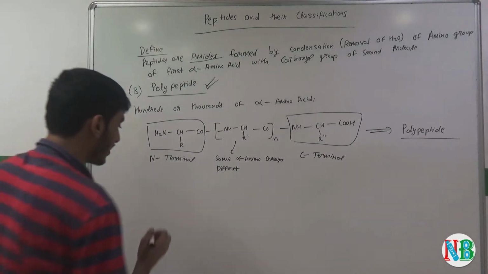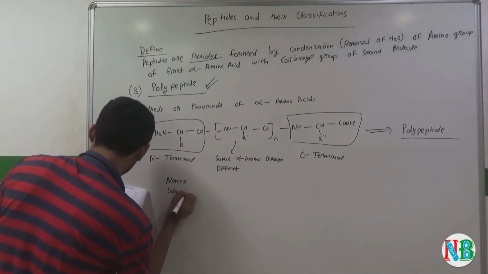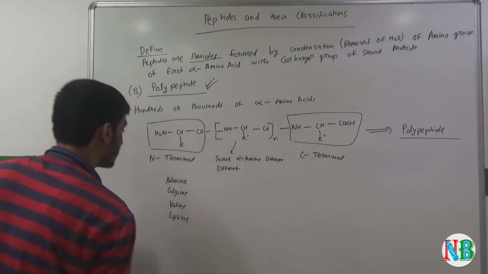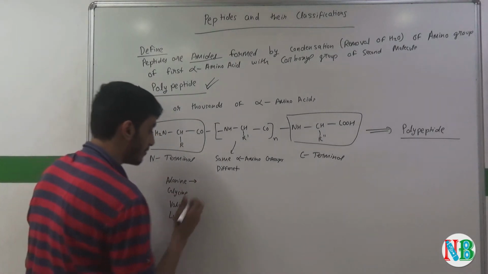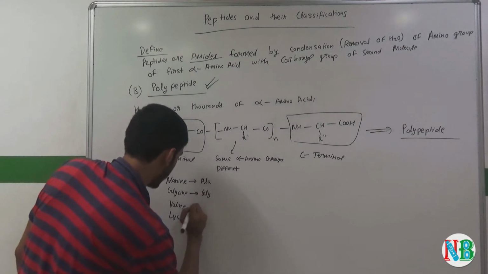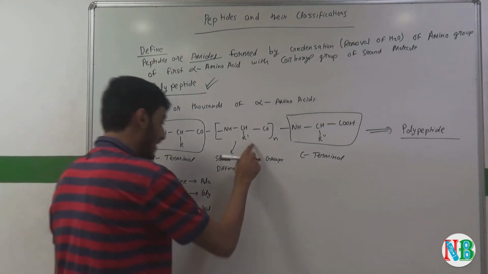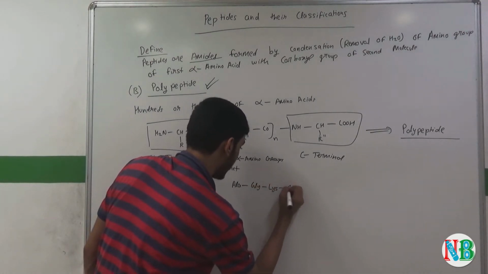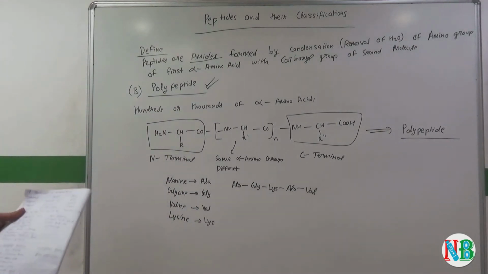Okay, so suppose I have alanine, glycine, valine, lysine. These alpha amino acids are shown by short abbreviations like ALA, GLY, VAL, LYS. So it might happen that in the middle you have a series like this: ALA, then GLY, then LYS, then again ALA, then VAL, and something like this. It might happen that the series is like this for this compound.